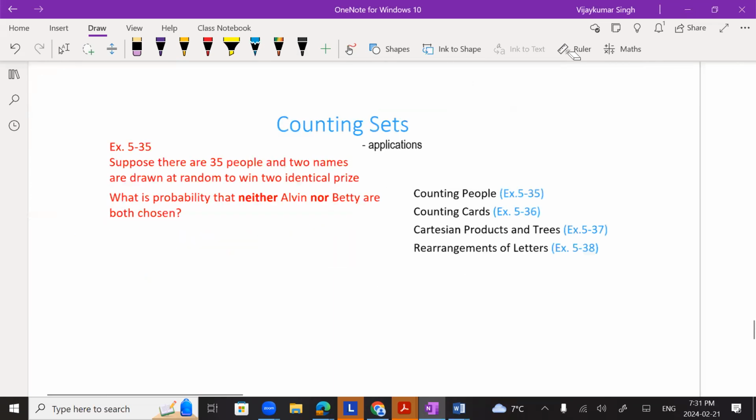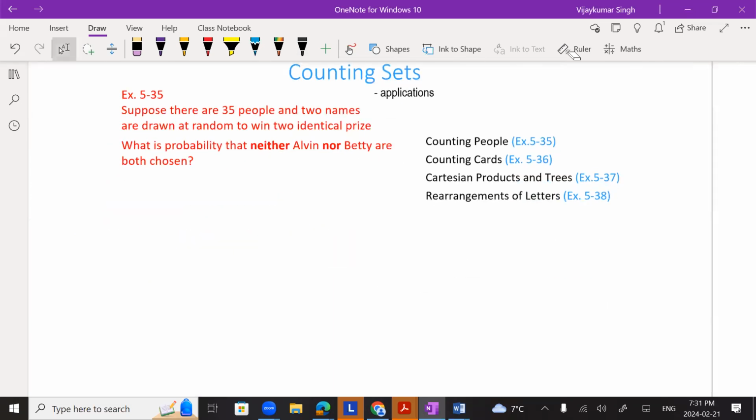Okay, now let's look at the next problem. Suppose 35 people are chosen and two names are drawn at random to win the prize. What is the probability that neither Alvin nor Betty are chosen? So neither of them shows up. Okay, so let's see how we'll basically make sense of that.